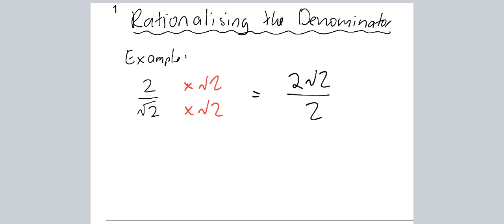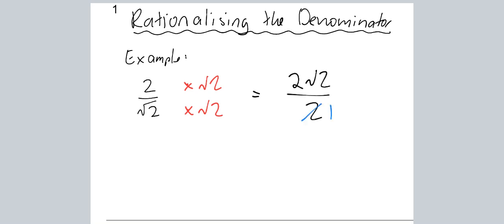This problem's not finished yet. Why not? You can divide the whole thing by root 2. Yeah, there's a common factor on the top and the bottom, isn't there?